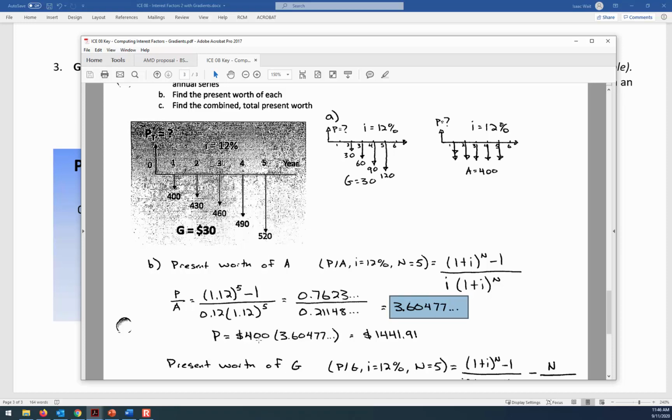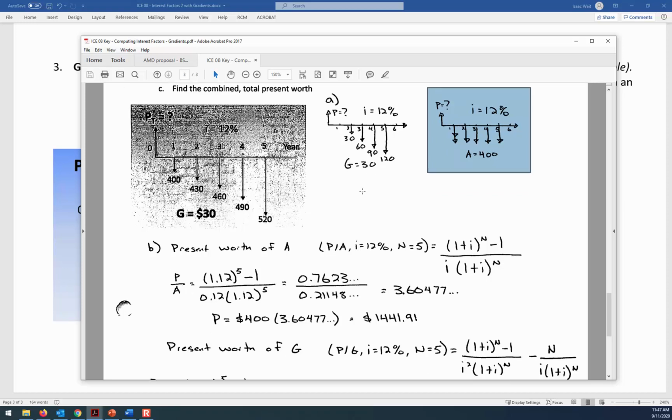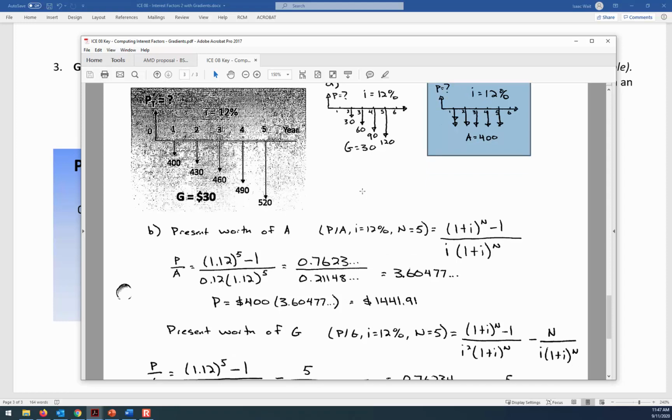So $1,441.91 is the present equivalent of the annual series component of this cash flow diagram, because we deconstructed it into 2 pieces. And so far we found the present value of just that recurring 400. So now the next part is the present worth of the 30, 60, 90, 120 starting in the second year. Okay, so the formula for that you can see is a little bit more complex.